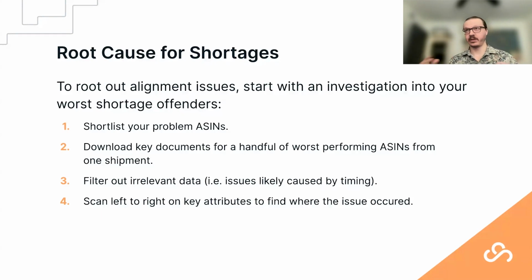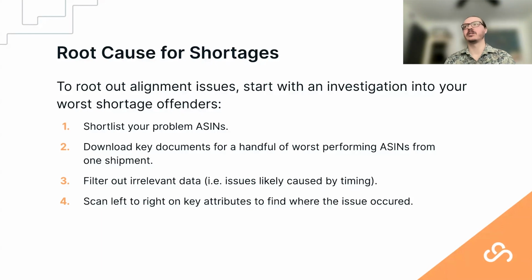So data gathering, getting documentation in order to help put things on a timeline to tell a story. So let's get the key documents for these worst performing ASINs for at least one particular shipment. And then the next piece that's going to be key here is let's filter out irrelevant data. And this is going to be things typically caused by timing.